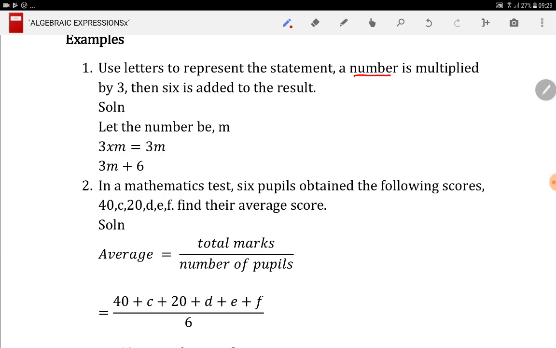Then 6 is added to the result. Our result was 3m, so we add 6 to 3m, and that gives us 3m plus 6.